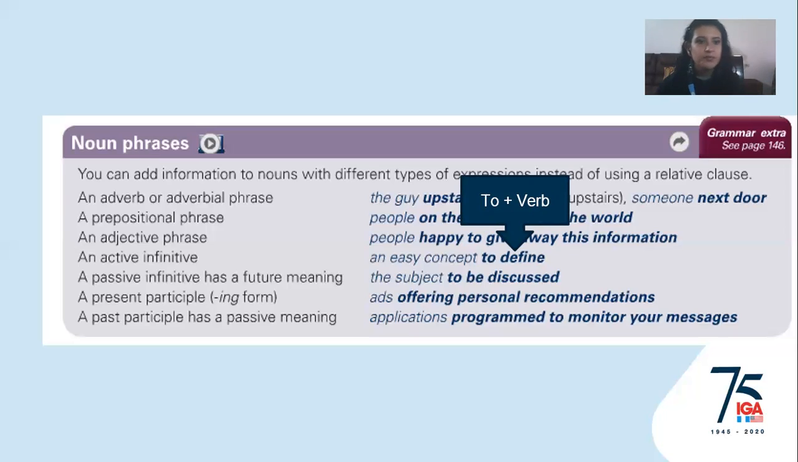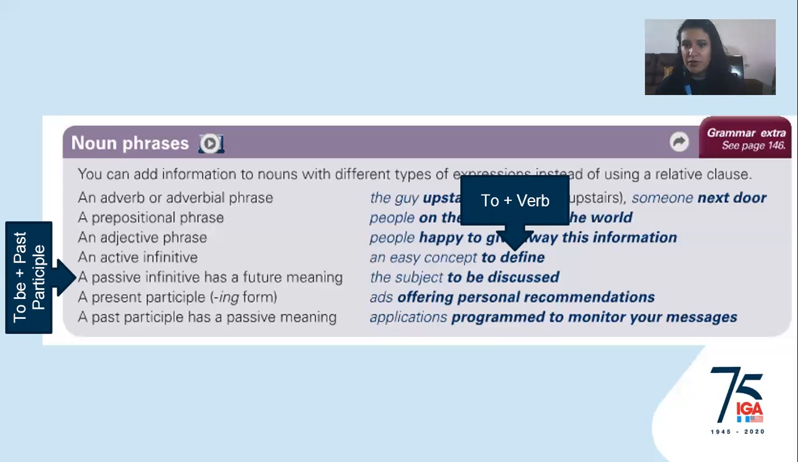To plus the verb. A passive infinitive has a future meaning. The subject to be discussed. Let's remember, guys, that our passives are created using the verb to be plus our past participle, okay? And then we have a present participle, the ing form. Obviously, it's with ing, so we have ads offering personal recommendations. And the last one is a past participle, which has a passive meaning. Application program to monitor your messages, right? Again, we are using programmed, right?